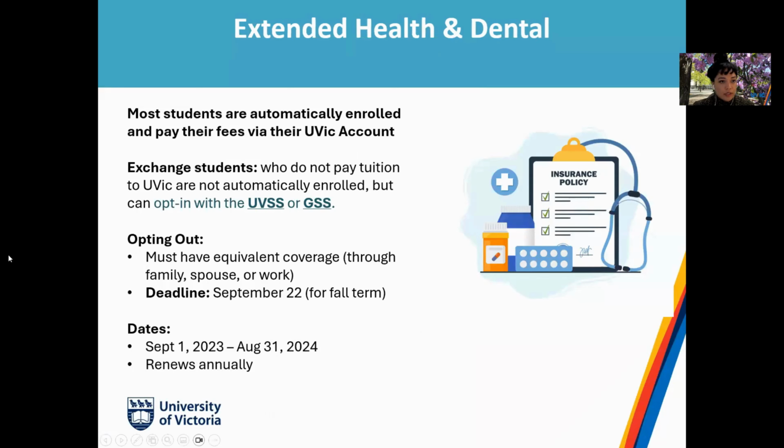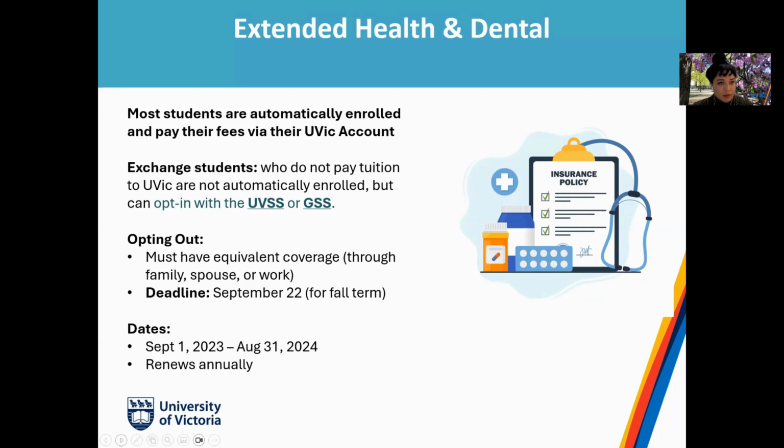So for UVic students, most of you will be automatically enrolled in your health and dental plans via your student unions and pay your fees through your UVic account. The exception to this would be exchange students who do not pay tuition to UVic. You will not be automatically enrolled, but if you like, you can opt in. So for degree-seeking students, it is mandatory to be part of the plan. For exchange students, you have the option of opting in if you feel these benefits would be good for you to have access to.